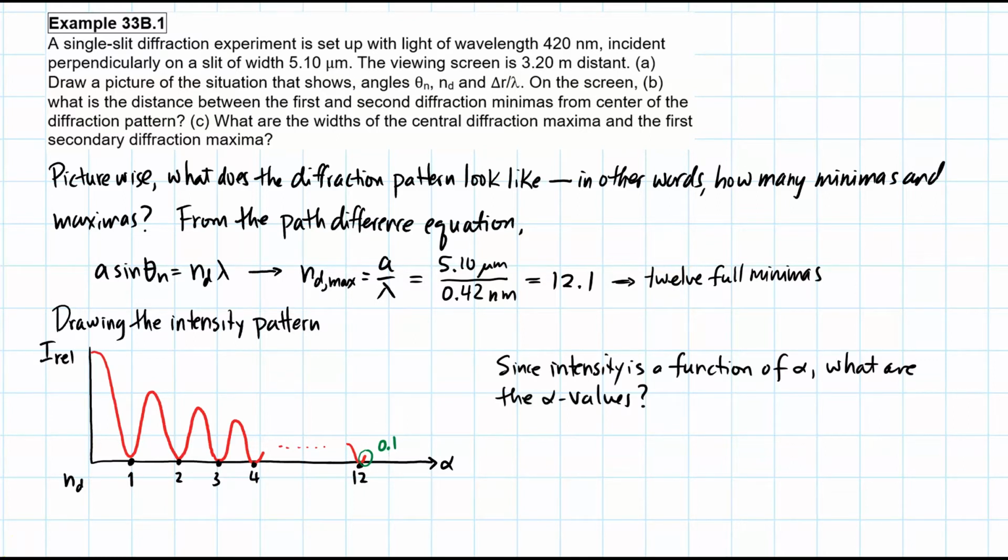Since intensity is a function of alpha, what are the alpha values? Writing out alpha, pi a sine theta divided by lambda, tells us that alpha must be nd pi. So writing out the phase, for nd equal to 1 it's pi, for 2 it's 2 pi, and so on, all the way to 12 pi for the 12th minimum.